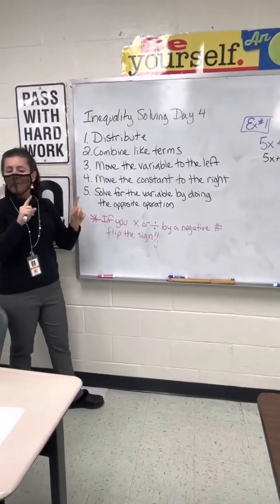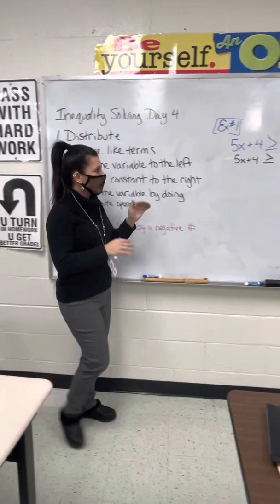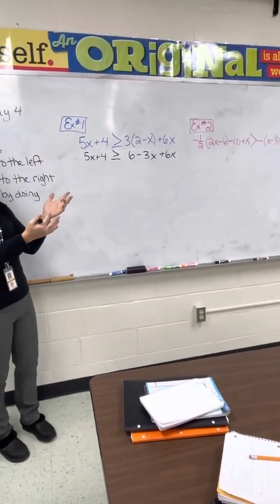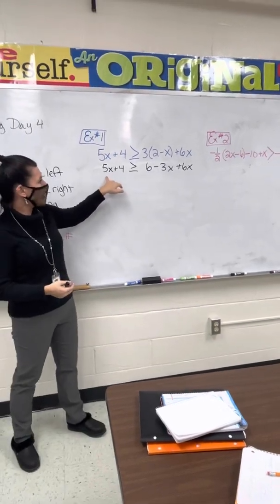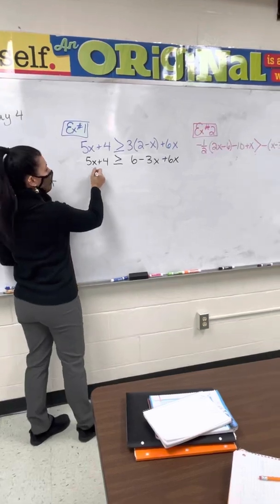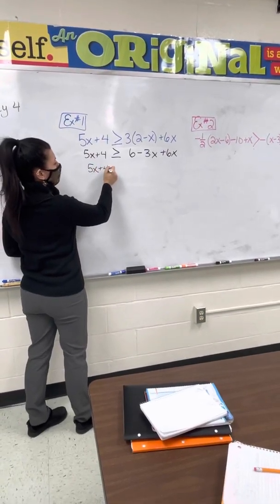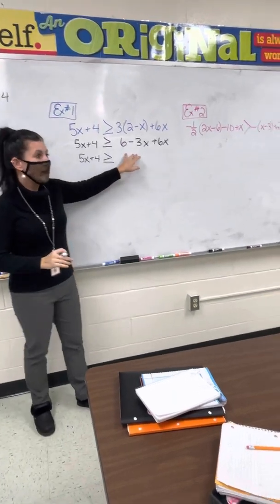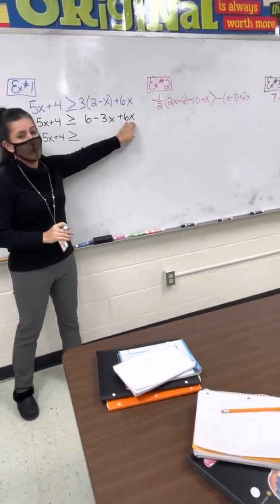That's on each side, we're not moving anything yet. So on my left-hand side, I cannot combine anything. There is no like terms. This one has an x, this one has a whole number, I can't combine anything. So I'm just gonna bring that down. Bring down my symbol. On the right-hand side, I do have like terms.